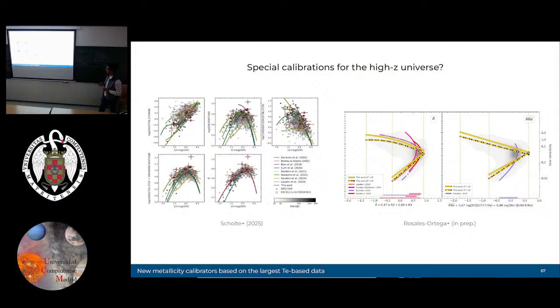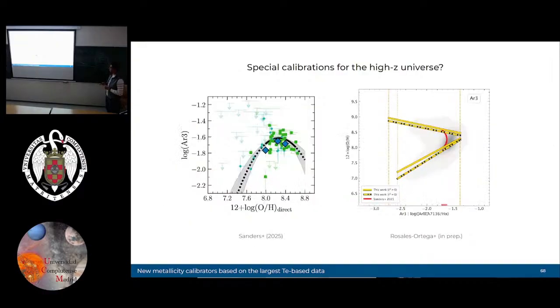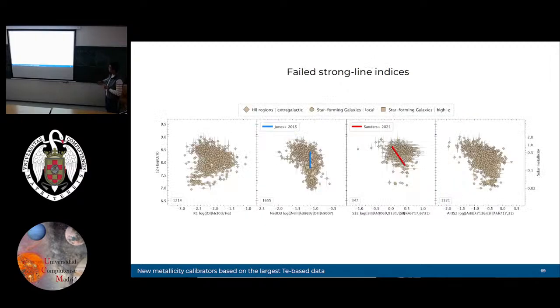So this is just what I mentioned, that the special calibrations in the high-redshift universe are mostly built only in these regions where we have most of our data in the local universe. So something that we're going to explore is whether we really need calibrations for high-redshift objects, or the ones that we are considering for the local universe also work. And this is another example for R3. This is just one that I'm going to skip this way. And also have fairly strong line indices.